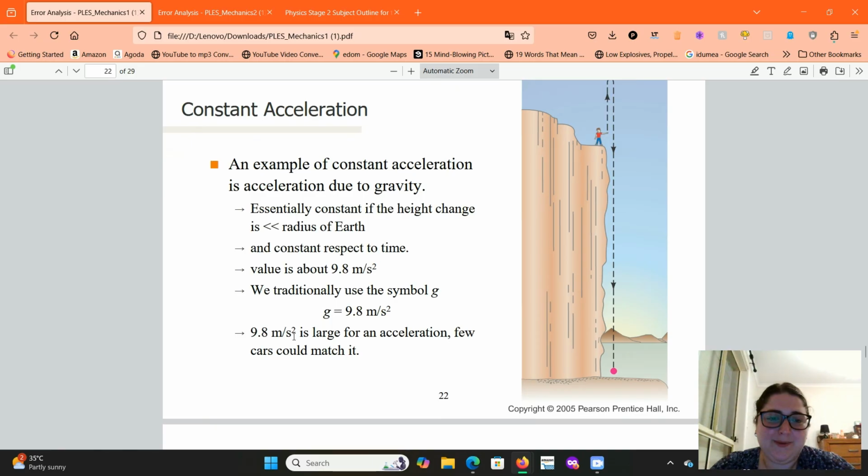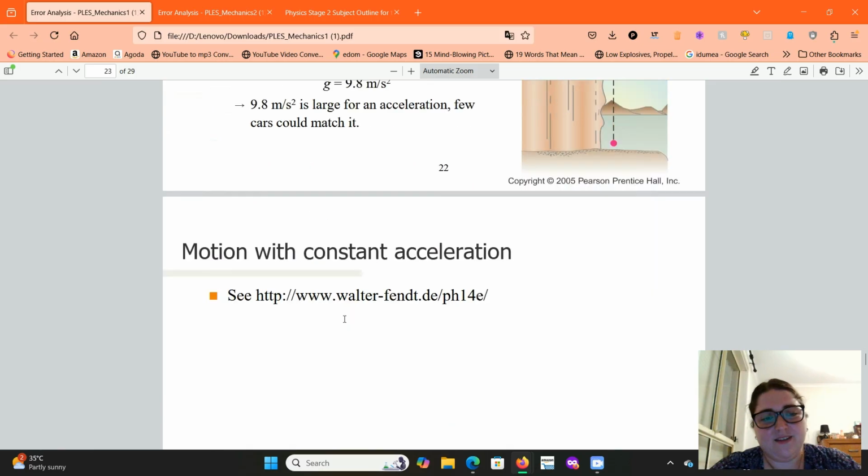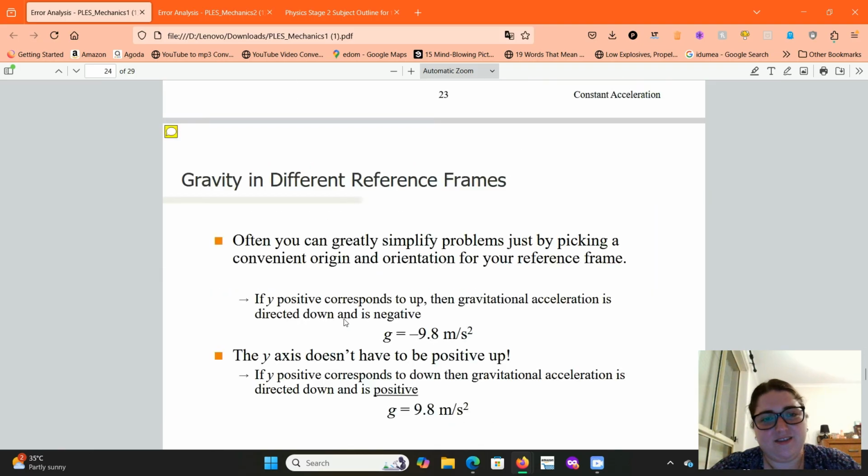So 9.8 meters per second squared is large for an acceleration, and few cars could match it. Also, sometimes you'll see them use this, g equals 9.8 meters per second squared. That g is just the specific acceleration on Earth. Okay? We are going to skip that.